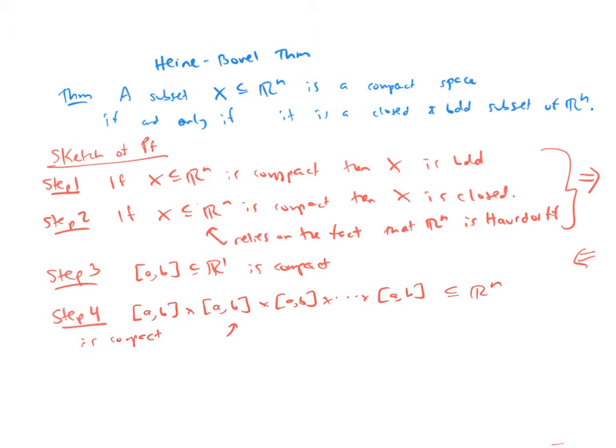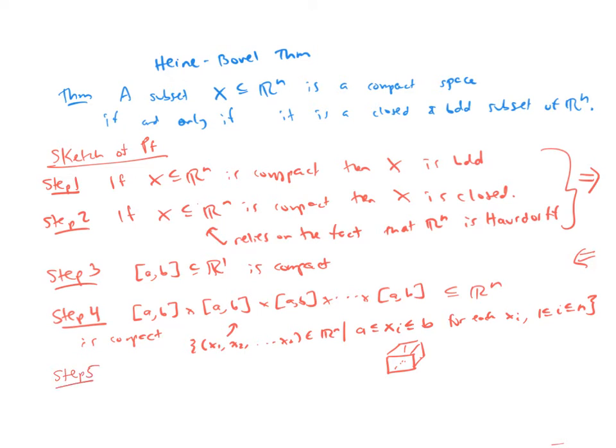By this notation, I mean the set of x1 through xn in Rn such that A is less than or equal to xi is less than or equal to B for each xi where 1 is less than or equal to i is less than or equal to n. In other words, it's like an n-dimensional cube in Rn. The fact that this product is compact is actually a special case of a more general fact that the product of compact spaces is compact. But again, we won't prove this step.